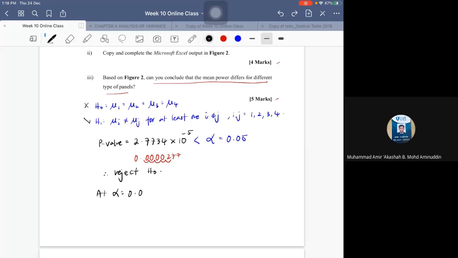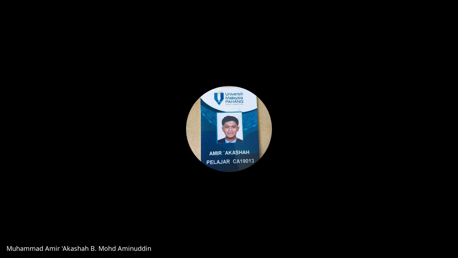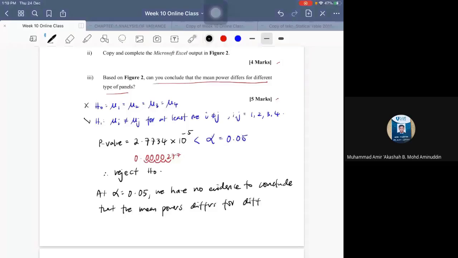So that's an extra 0. We have no evidence to conclude that the mean power differs for different types of panels. Okay, so we just make our conclusion based on whether or not we reject H null or do not reject H null. So that is going to be our conclusion. And by just doing that, you already got the 5 marks.